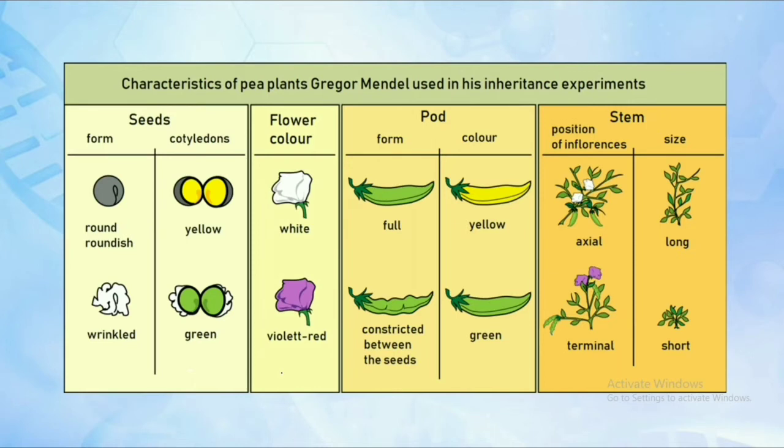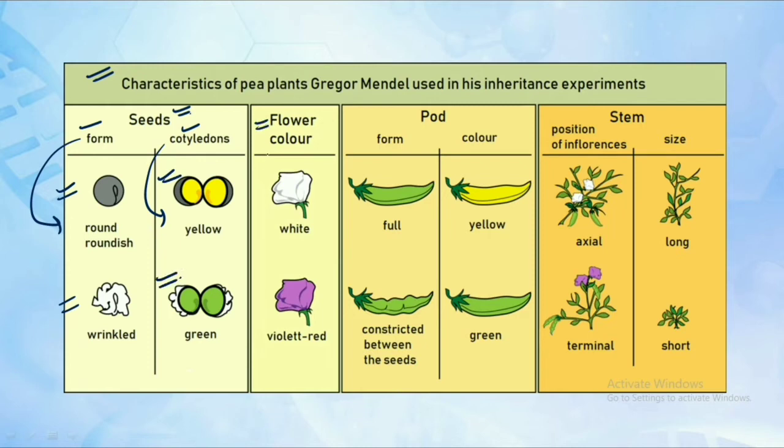And what were the characteristics that he used? He used 7 characteristics for his experiment. The first was the form and the cotyledons of the seeds, and each of the characters that he chose had a contrasting character also. That is, in case of form, the seeds were either round or wrinkled. And when we look at the cotyledons, they were either yellow or green in nature.